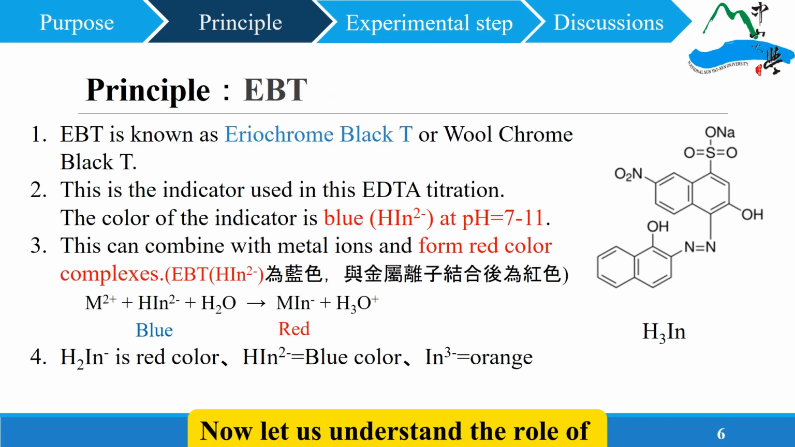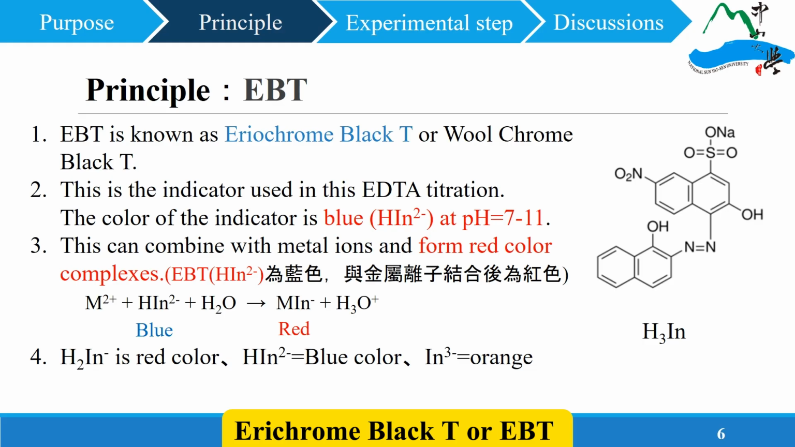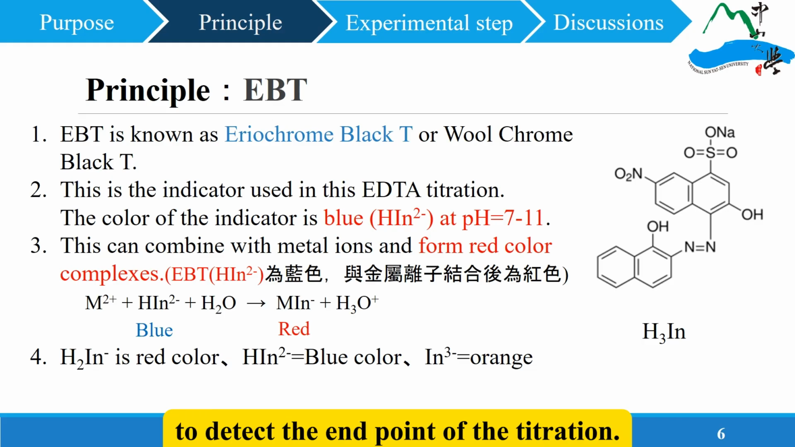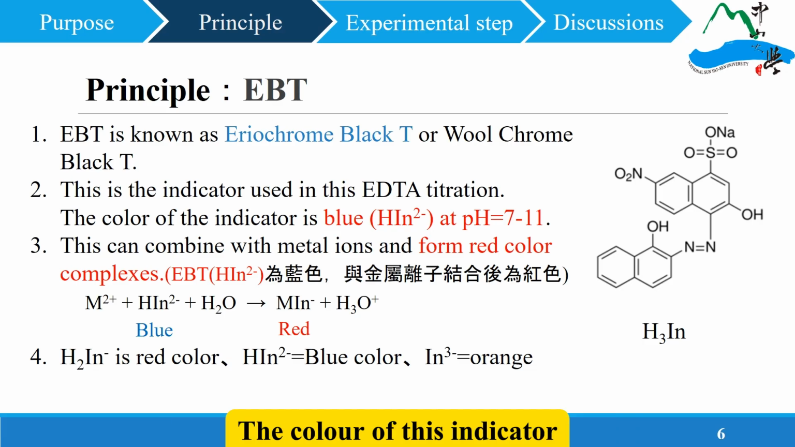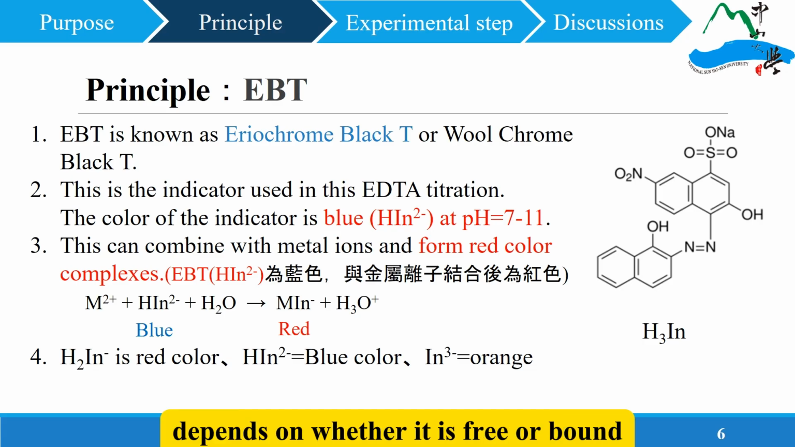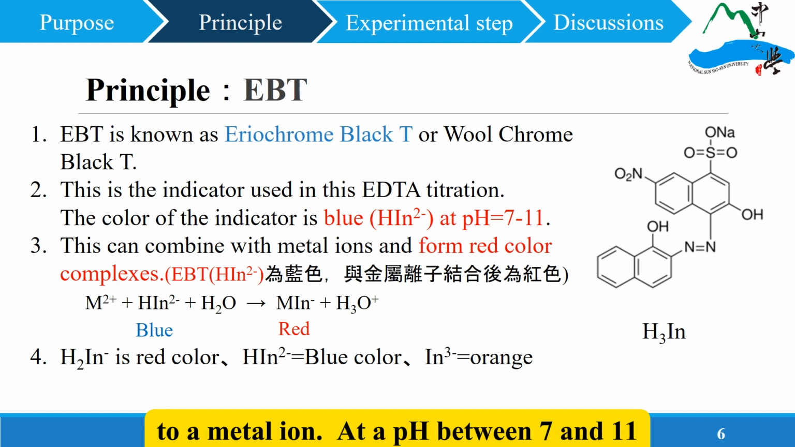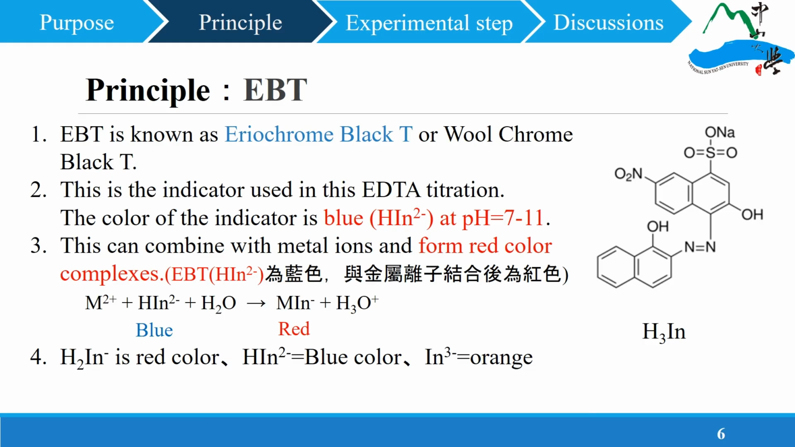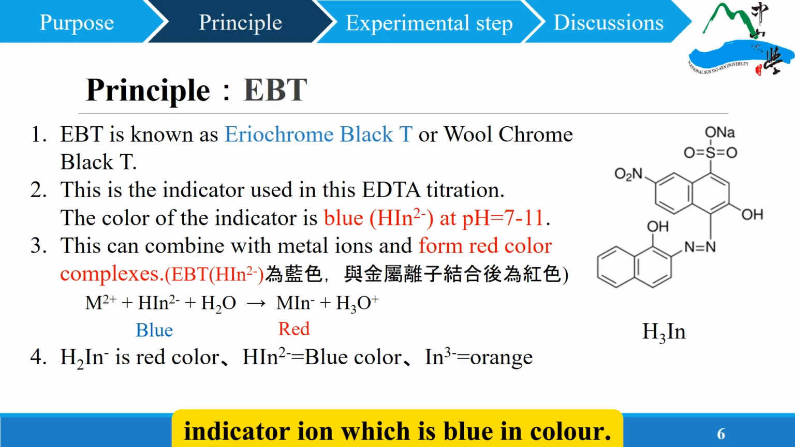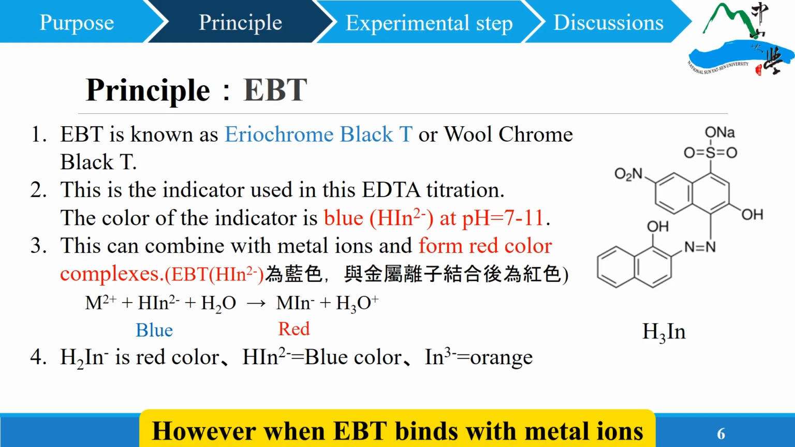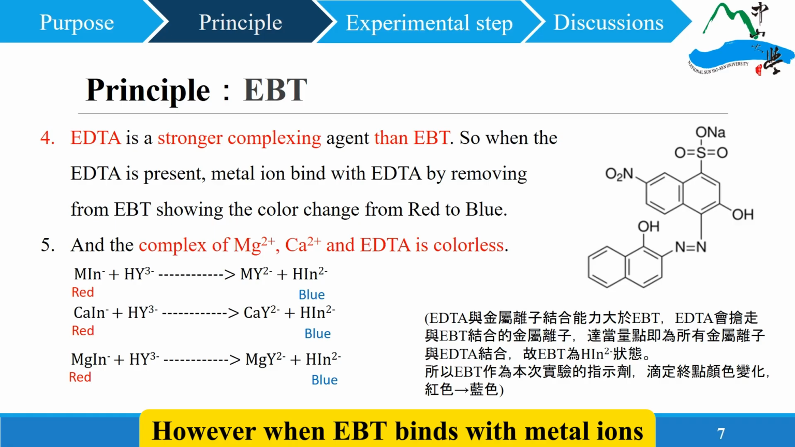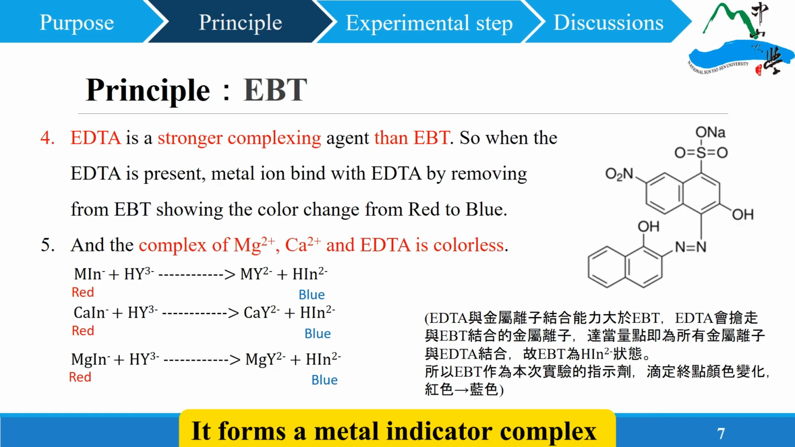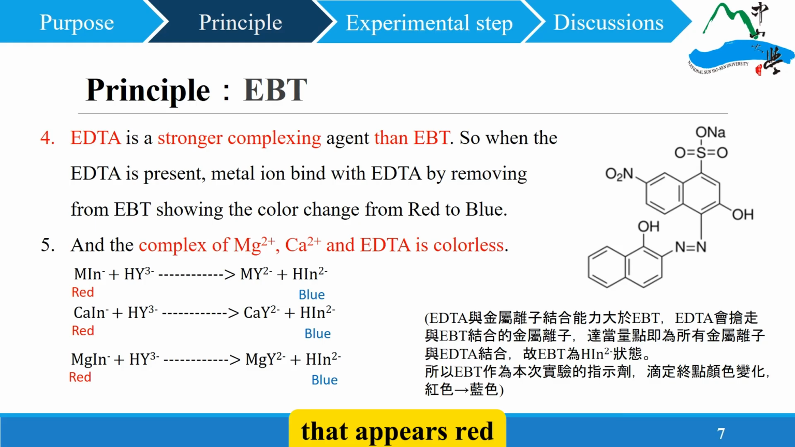Now let us understand the role of the indicator Eriochrome Black T, or EBT. EBT is used as the indicator to detect the end point of the titration. The color of this indicator depends on whether it is free or bound to a metal ion. At a pH between 7 and 11, the free indicator exists in the form of the hydrogen indicator ion, which is blue in color. However, when EBT binds with metal ions such as magnesium or calcium, it forms a metal-indicator complex that appears red or wine red in color.